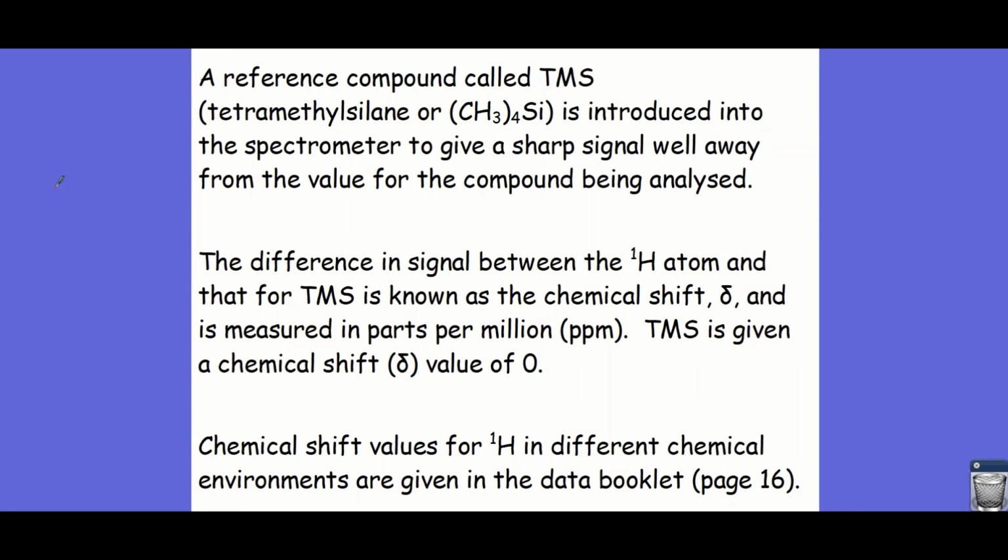So in order to obtain an NMR spectrum, you almost need to calibrate your machine, and we do that using a reference compound known as tetramethylsilane, or TMS for short. And we use that because it gives a signal that lies well below any compound that's been analysed. So when we're taking an NMR, we're measuring a chemical shift, and it's measured in parts per million, and TMS gives a chemical shift value of 0.